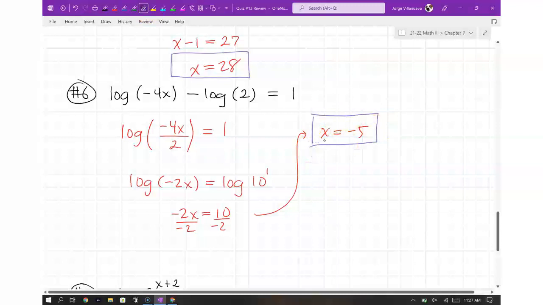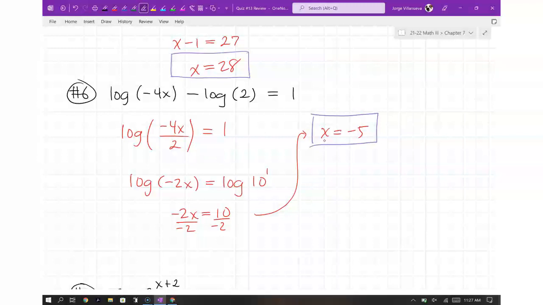Notice when the check step is easy, like it's just a simple little thing to plug it into, I don't usually show the work. I just look at it and say, okay, what would happen if I do this? That one's not too bad. Negative 4 times negative 5 is positive 20, so I'm good. I don't have to plug it into the log of 2 because there's nowhere to plug it into. There's no x, right? Just into the first one.